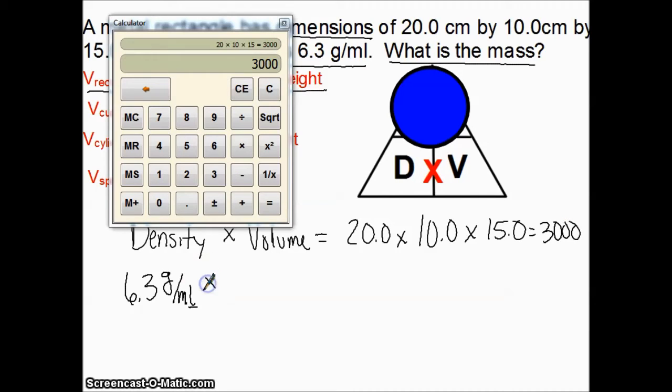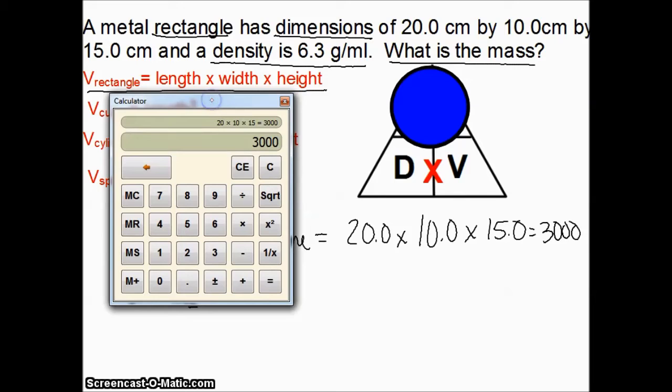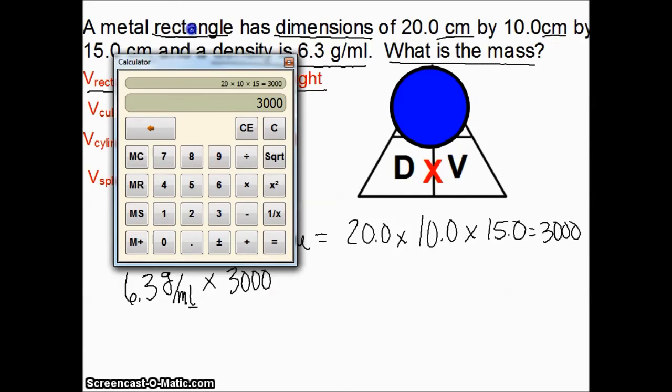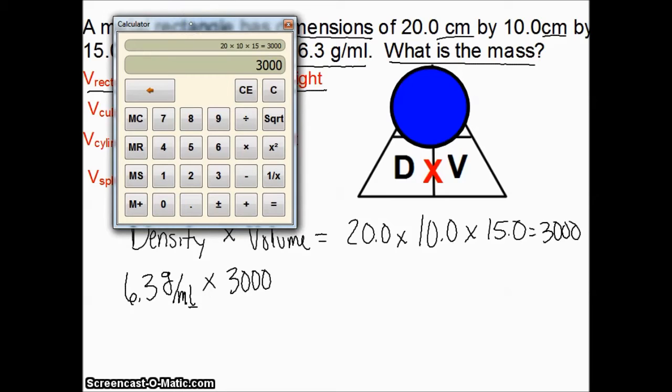So we have density times our volume, 3,000. And what's the unit there? We had centimeters times centimeters times centimeters. So that would be cubic centimeters, but this density has milliliters. Well, you need to know that cubic centimeters are equal to milliliters. So it doesn't really matter. We can put milliliters here. And equals. So we have our 3,000.